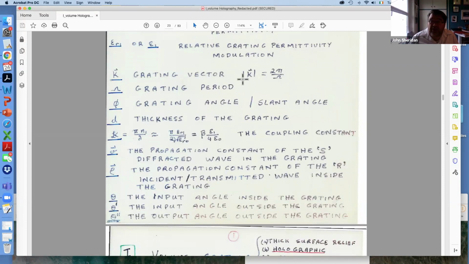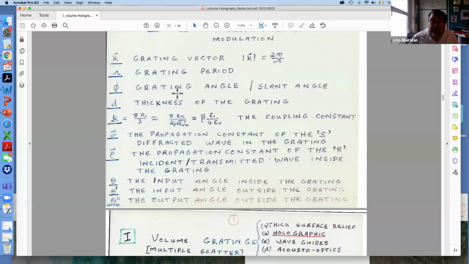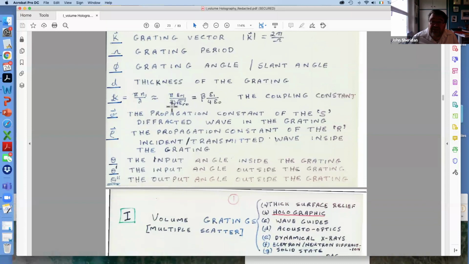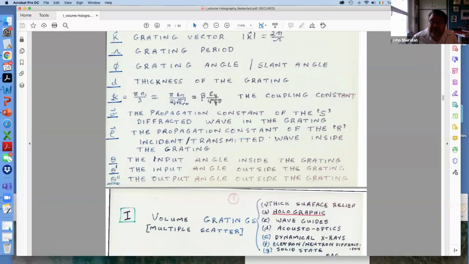And if we have a spectrum of gratings, we'll have a fundamental component, and then we'll have a spectrum. We'll write out our grating as made up of 2K, 3K, 4K, etc. And we have a grating period. We have a slant angle of the fringes inside. We have a thickness. We're going to have a thing called the coupling constant, which tells you how strongly we get coupling between the input beam and the diffracted beam.